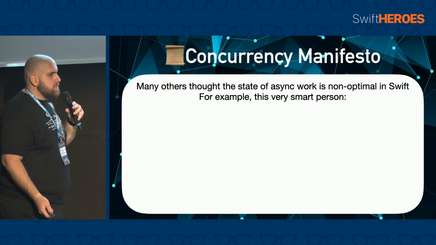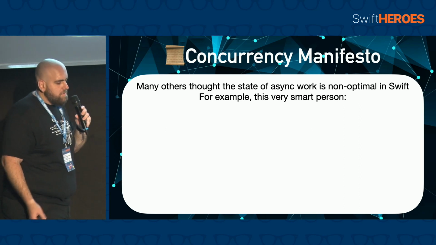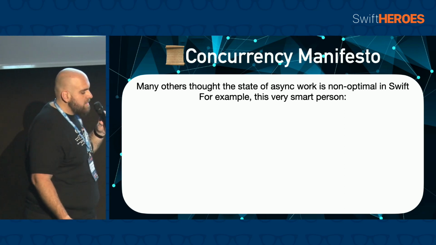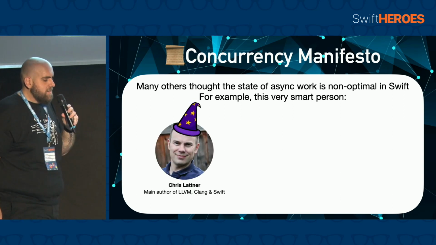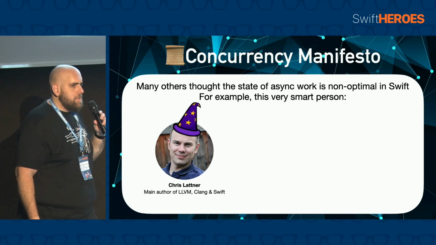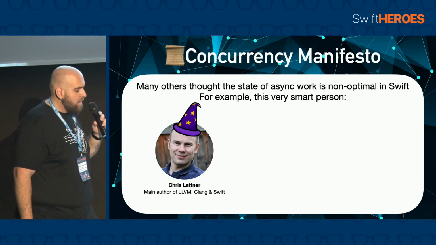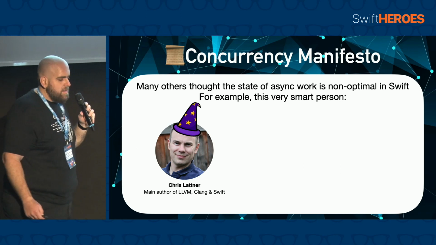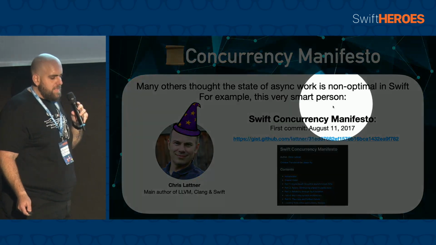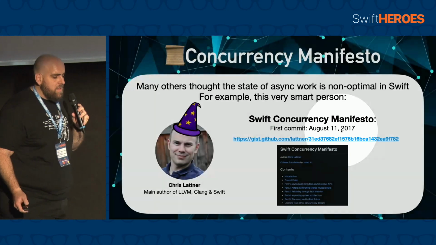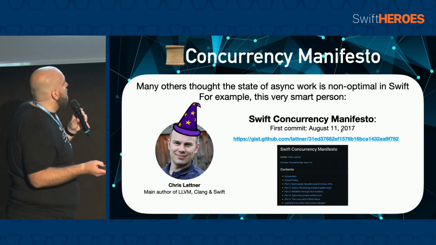So many others in the Swift community thought that the situation was not optimal, to say the least. Most notably, one very smart person called Chris Lattner. If you don't know him, he invented Swift. Basically, he was the main author of Swift, LLVM and Clang. And he wrote this document called the Swift Concurrency Manifesto. And if you look at the date, this is back in 2017. So this has been in the works for a long time.